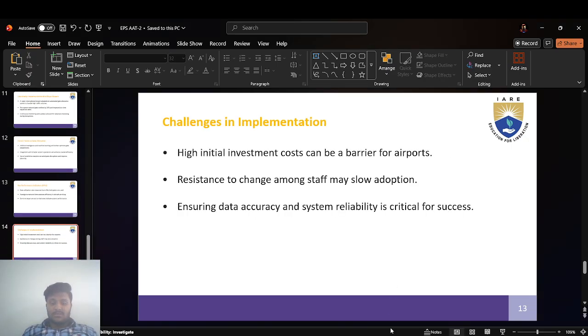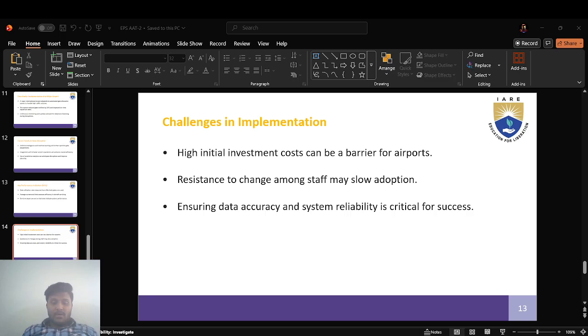Challenges in implementation. The first one is gate utilization rate. This measures how well the airport is using its gates. If gates are often empty, the rate is low, meaning the space isn't used efficiently. Second one is average turnaround time. This shows how quickly an aircraft can be prepared for its next flight, including unloading passengers, refilling, cleaning, and boarding new passengers. A shorter turnaround time means the airport is efficient and can handle more flights with the same gates.